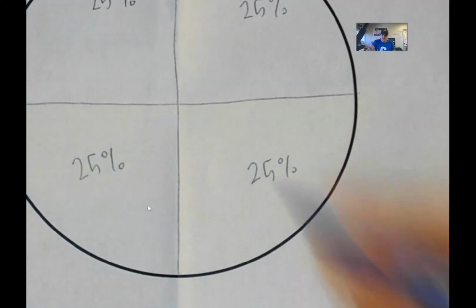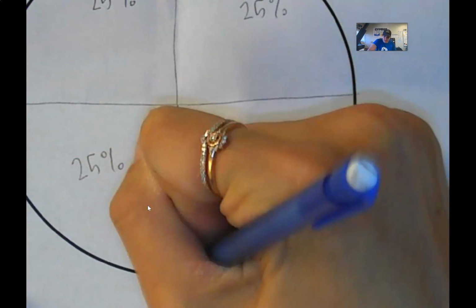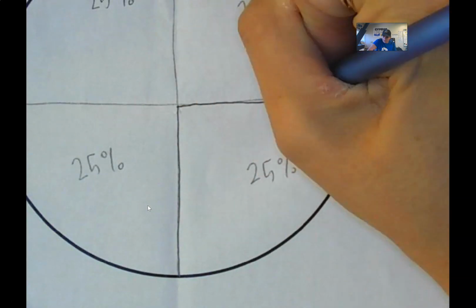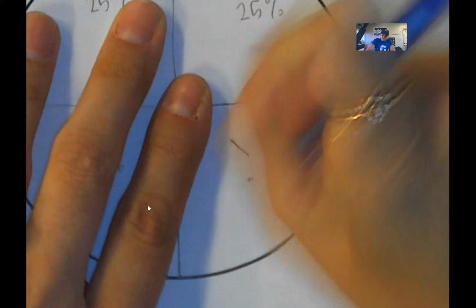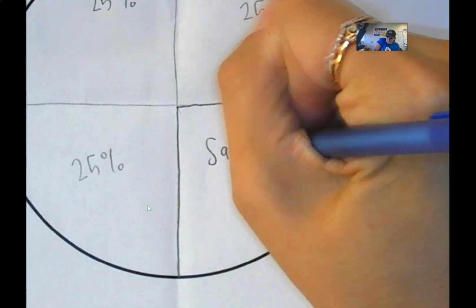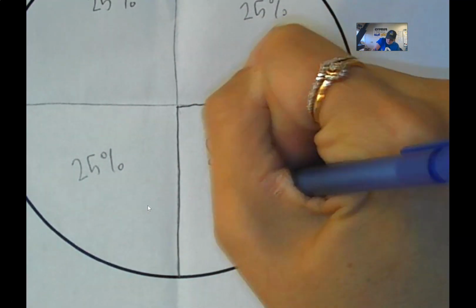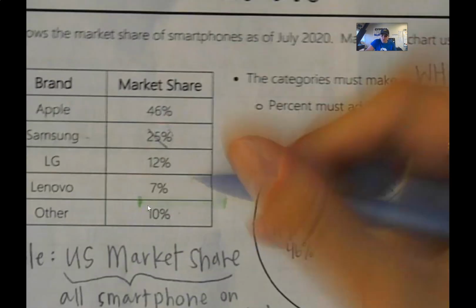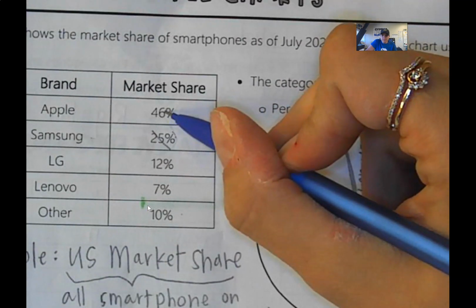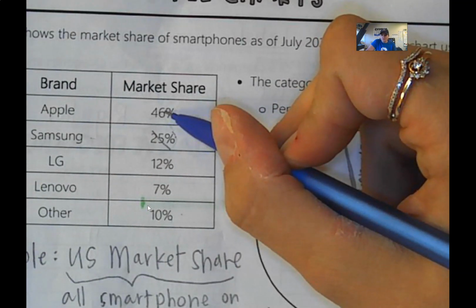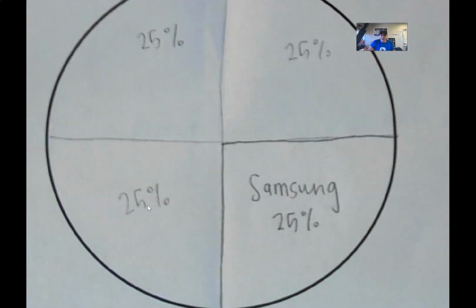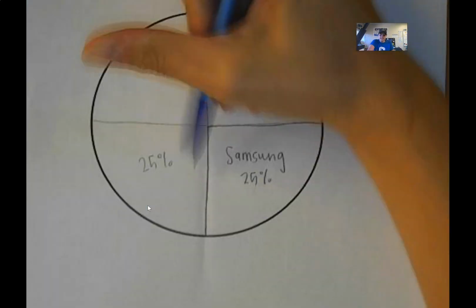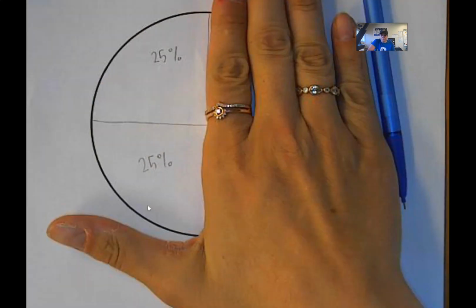So I'm just going to take this bottom quarter because it's already marked off as 25%. And I'm going to use that for Samsung. Then, the next one that I'm going to choose to do is the 46% because it's so close to 50%. So if I go over to my pie graph, this entire half right here is 50%.